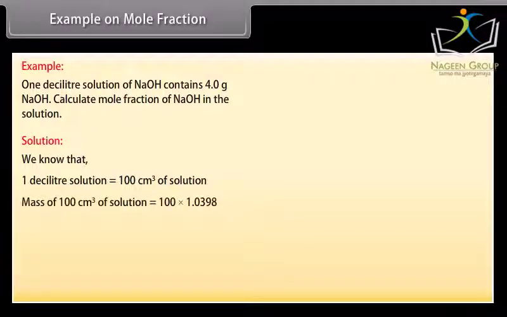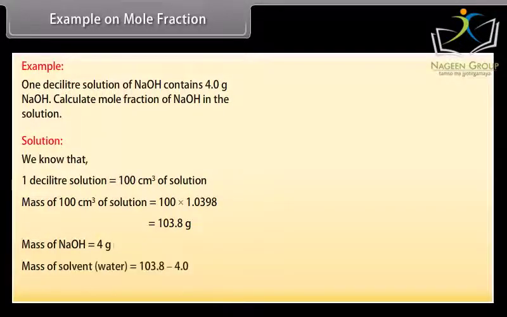Mass of 100 cubic centimeter of solution is equal to 100 into 1.0398, which is equal to 103.8 grams. Mass of NaOH is equal to 4 gram. Mass of solvent, which is water, is equal to 103.8 minus 4, which is equal to 99.8 grams.